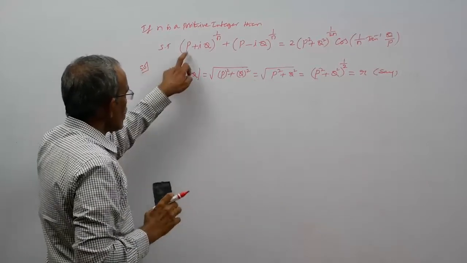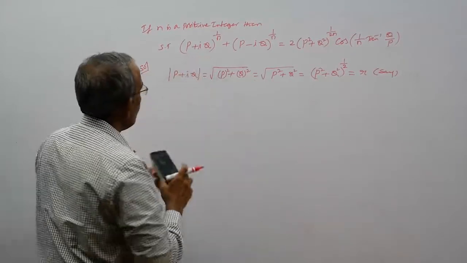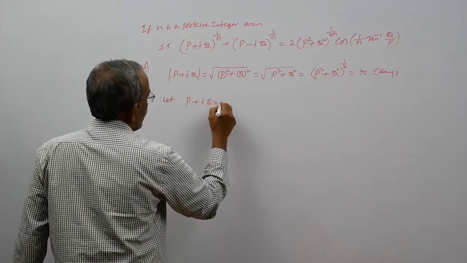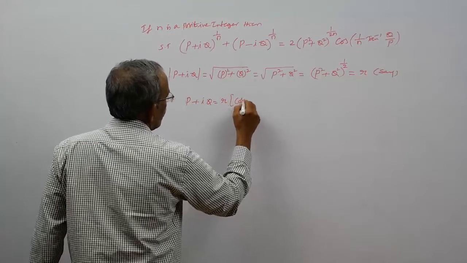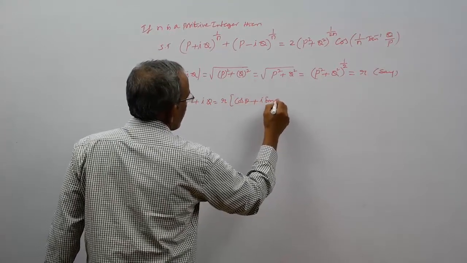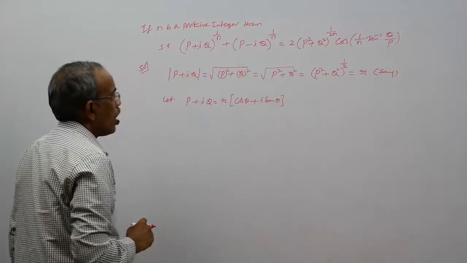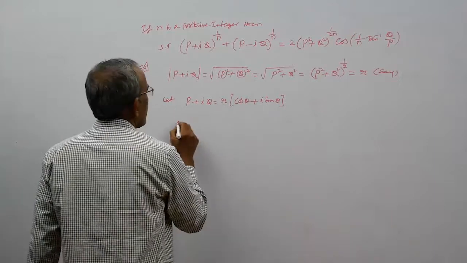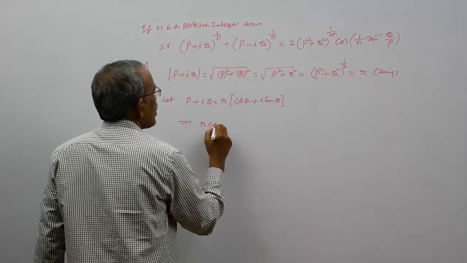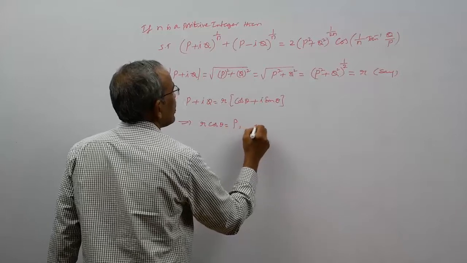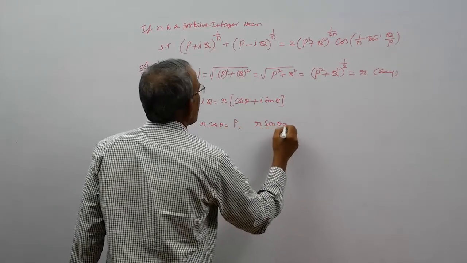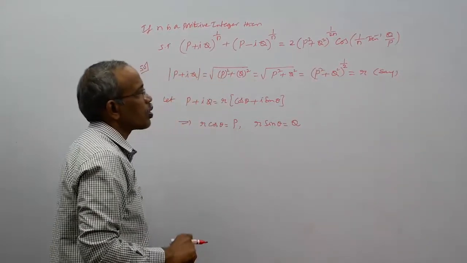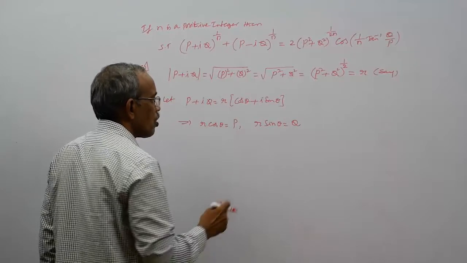To write p plus iq into modulus amplitude form, let p plus iq equal r into cos theta plus i sin theta. That implies r cos theta is equal to p, and r sin theta is equal to q. Here r is equal to root of p square plus q square, that is (p square plus q square) whole to the power of 1/2.